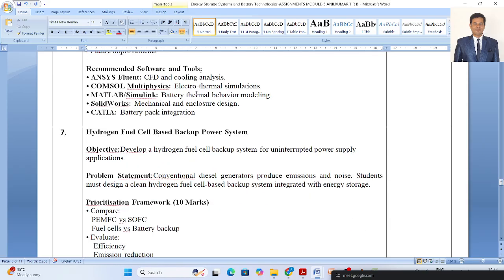MATLAB, we have MATLAB Simulink, right? Battery thermal modeling we have, right? Try to analyze with the modeling of the behavior of the battery cell, right? And you can go with why the lithium ion batteries are not very comfortable, not feasible, and compare with the solid state batteries, right?